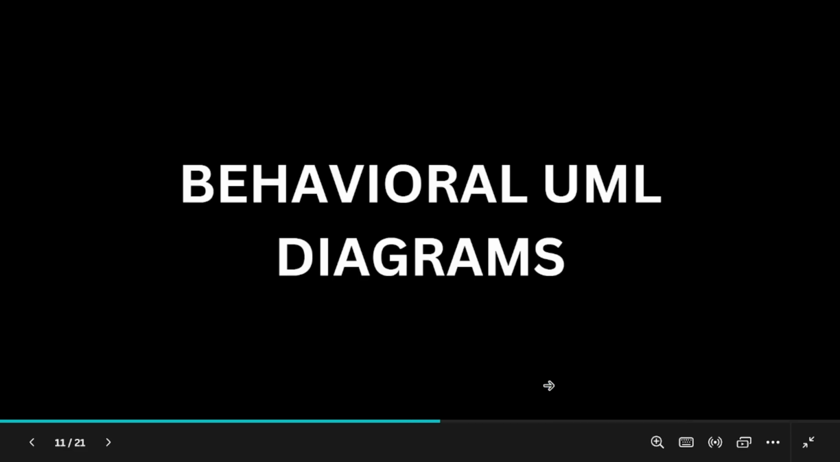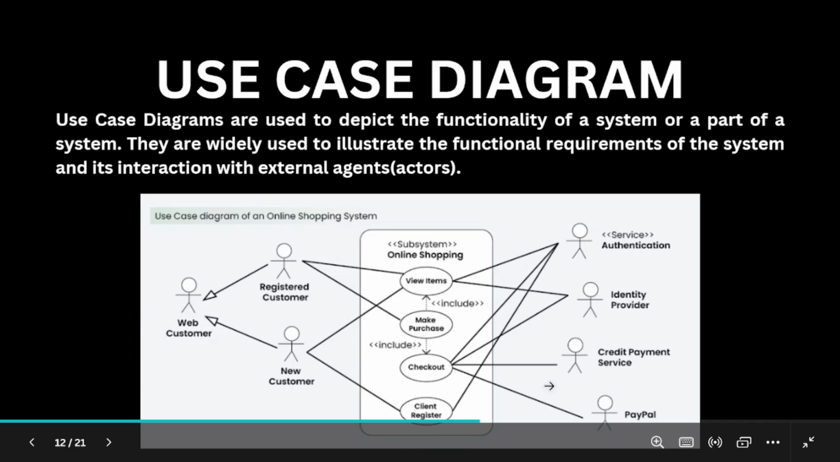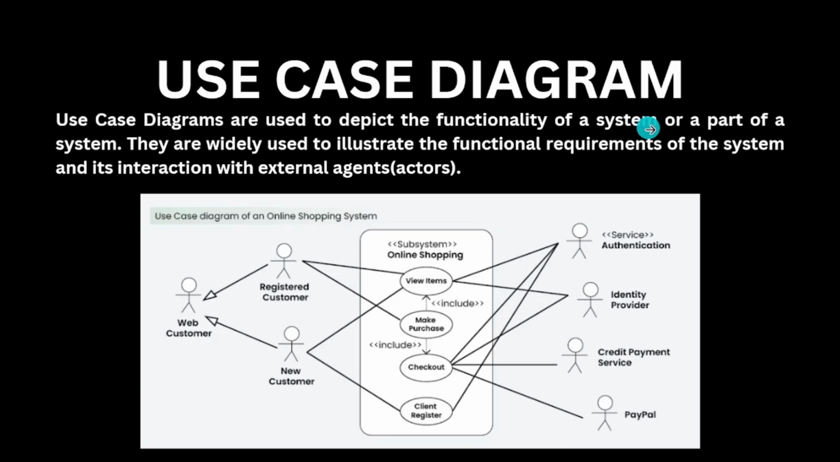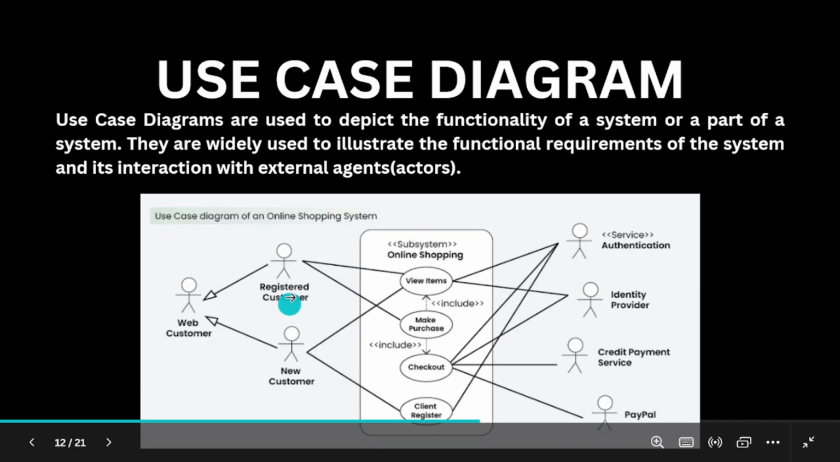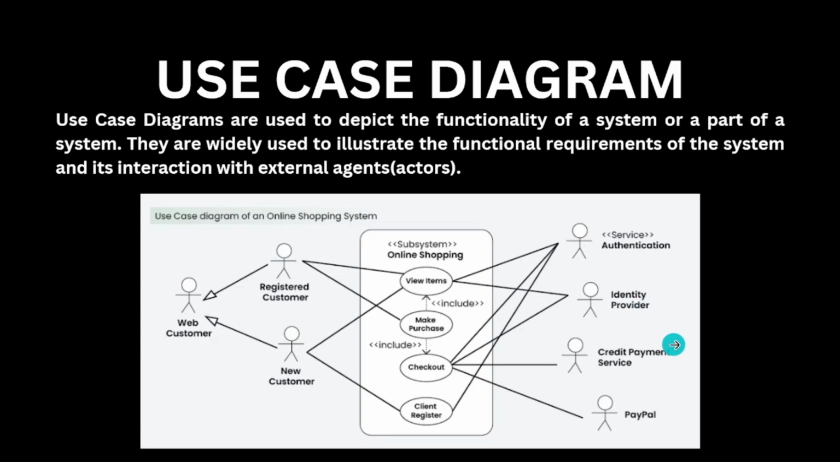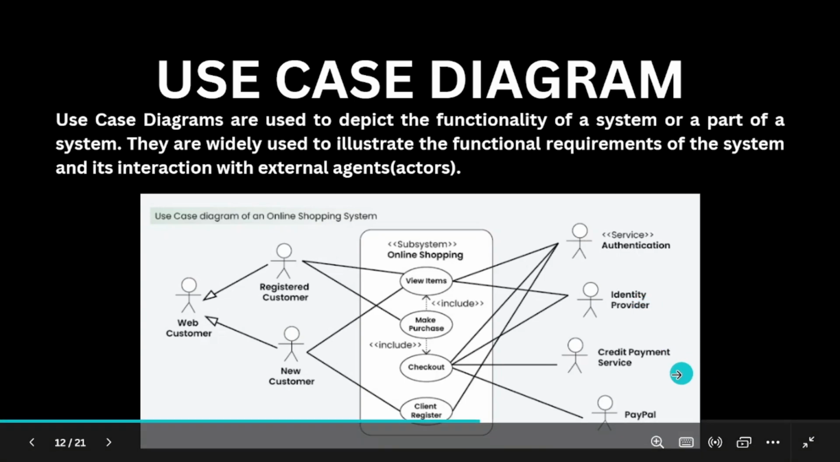Next, behavioral UML diagrams. Use case diagram. Use case diagrams are used to depict the functionality of a system or a part of a system. They are widely used to illustrate functional requirements of the system and its interaction with external agents or actors. So we see a use case diagram of an online shopping system. Then the mga actor: web customer, registered customer, new customer, service authentication, identity provider, credit payment, and PayPal.